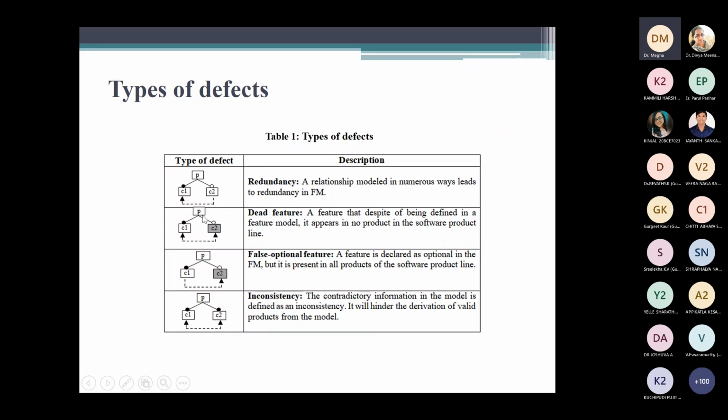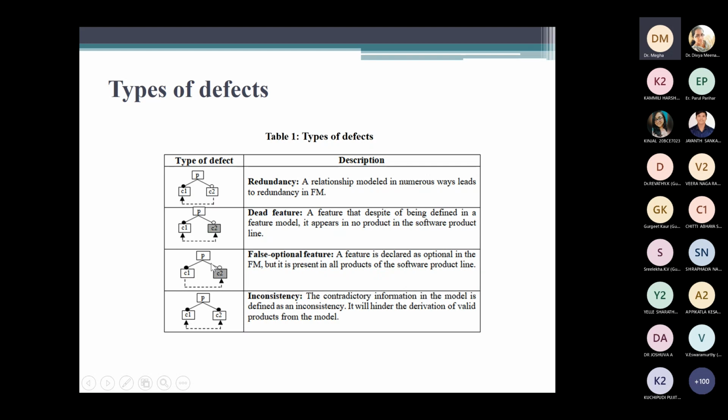So we have P as the parent feature, C1 as the mandatory feature and C2 as an optional feature. And then we have this exclusion relationship between these two features. Now C1 being mandatory will be a part of your valid product, but exclusion does not allow us to have two features in the same product. So it means C2, although it is defined in the model, is not going to be a part of your valid software product. So this C2 is a dead feature.